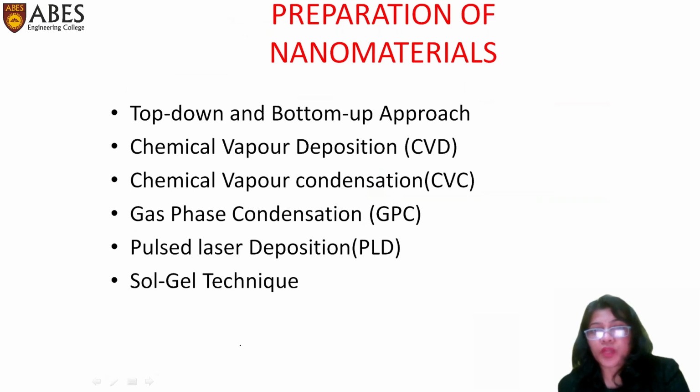Now, preparation of nanomaterials. Nanomaterials can be prepared by many methods. Some of the methods are described over here. One is the top to down and bottom to up approach. Another preparation method for nanomaterials is chemical vapor deposition. Another is chemical vapor condensation, gas phase condensation, pulsed laser deposition, and the sol gel technique. These are some of the major methods in which nanomaterials can be prepared.